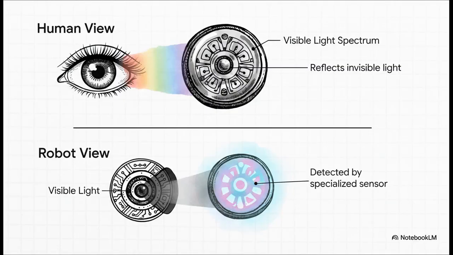Okay, this is where it gets really cool. Researchers are developing something called eye markers. They're made from these special materials that only reflect light that we humans can't see, like infrared or UV light. So to you and me, a wall with an eye marker on it looks totally normal. But to a robot with the right kind of camera, it's like a bright, shining beacon.